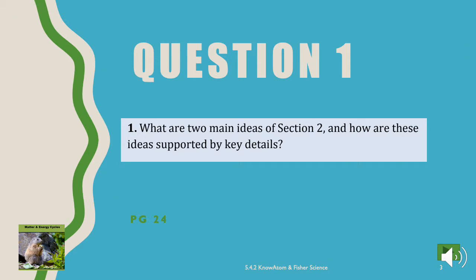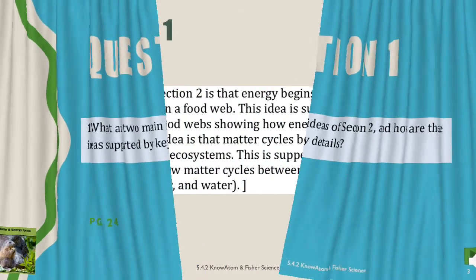So, question 1. What are the two main ideas here of Section 2, and how are these ideas supported by key details?